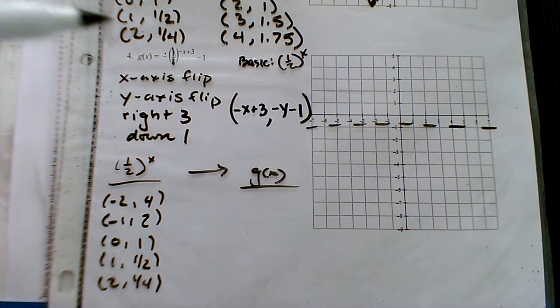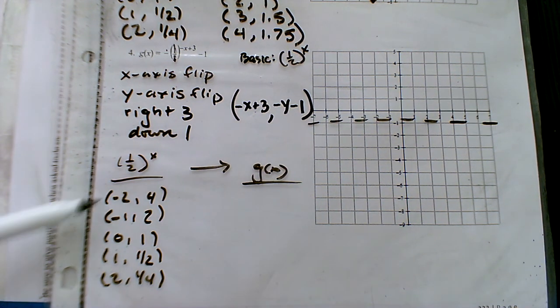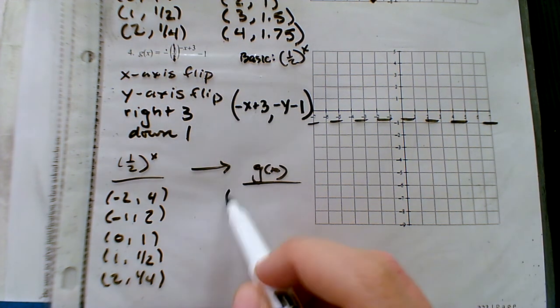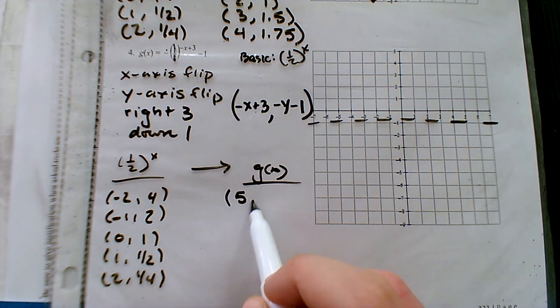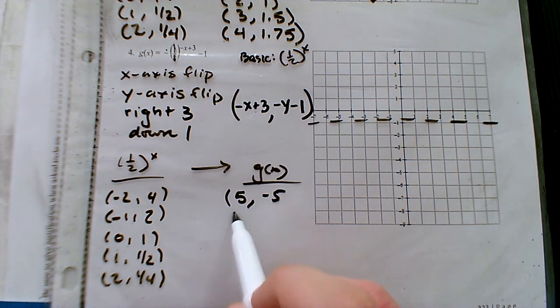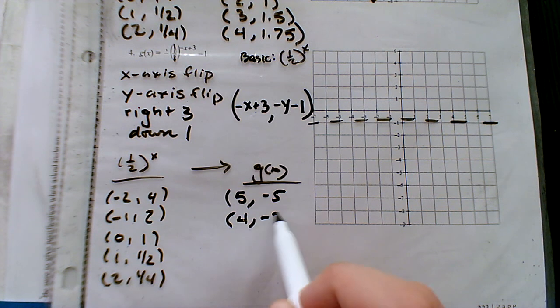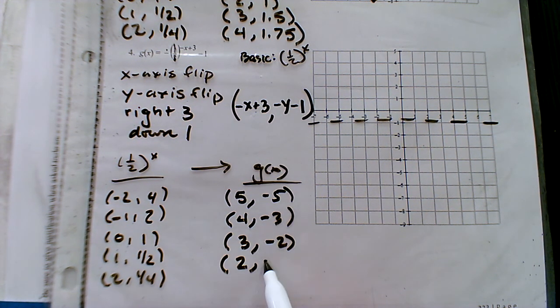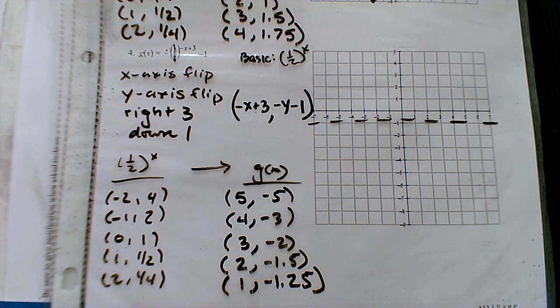Looks good. So since we have the same basic 1/2 to the x equation as we did for the last example, we can go ahead and use those same beginning points. We just got to take these and plug them into our new coordinate rule. So let's see, 5, negative 5, 4, negative 3, 3, negative 2, 2, negative 1.5, 1, negative 1.25.